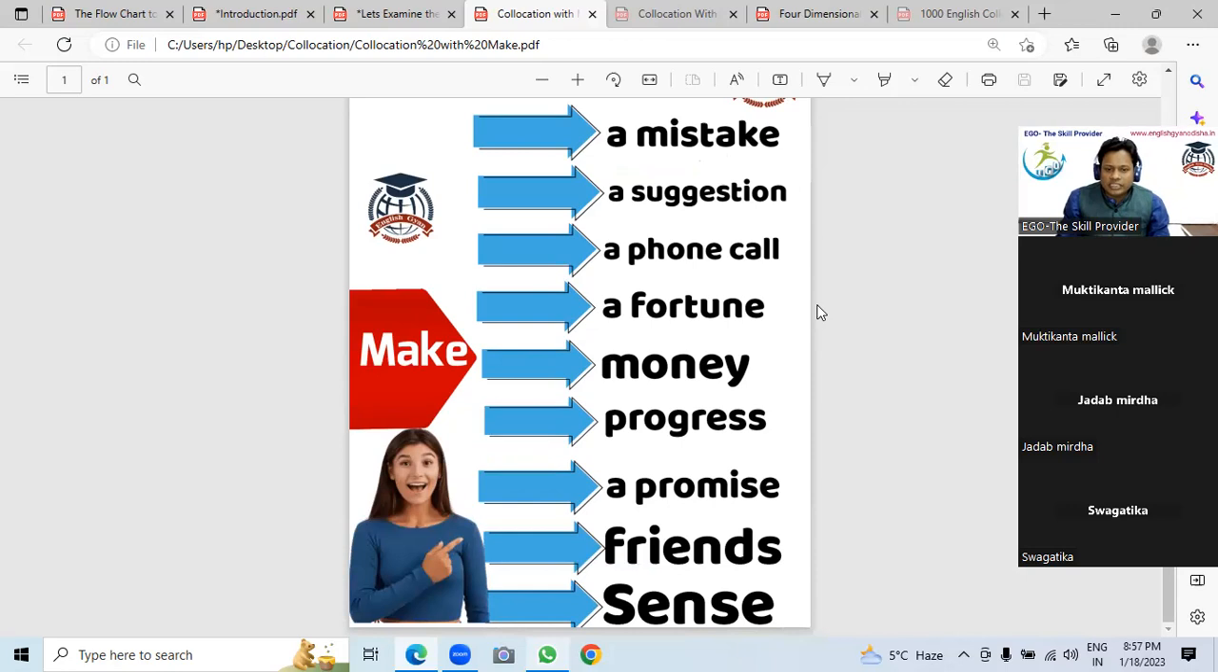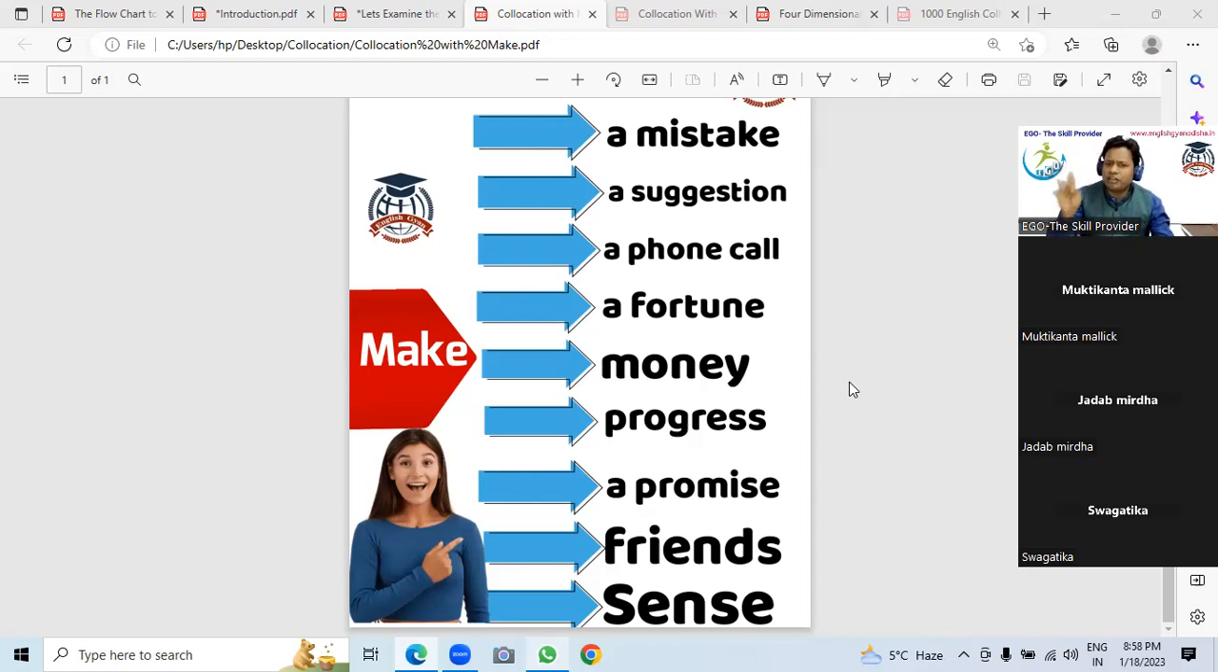And the fourth one is make money. I'm making a lot of money. I'm making money. That means he's earning. I'm earning money, I'm making money. So both are correct. Make a promise. Make a promise to me. Can you make me a promise? Yes, I want to make a promise today. Make a promise.